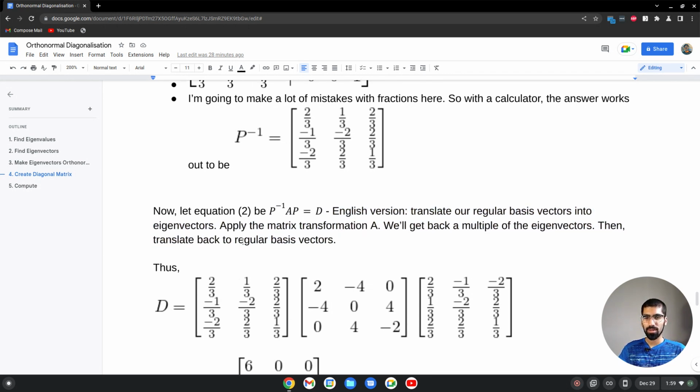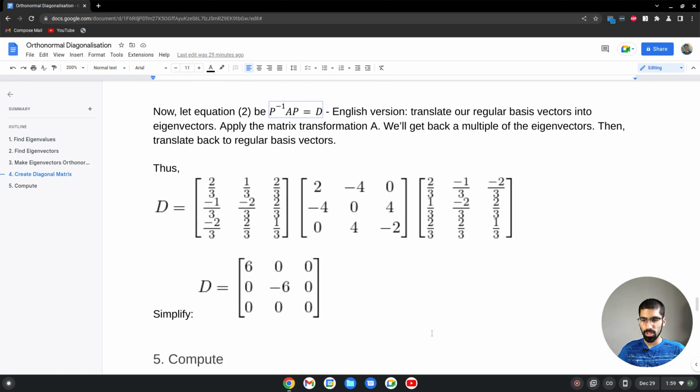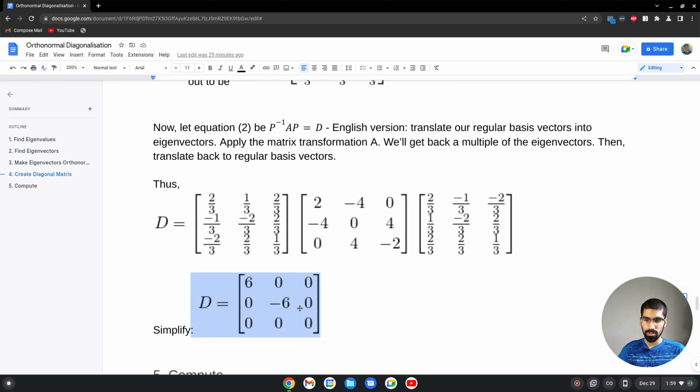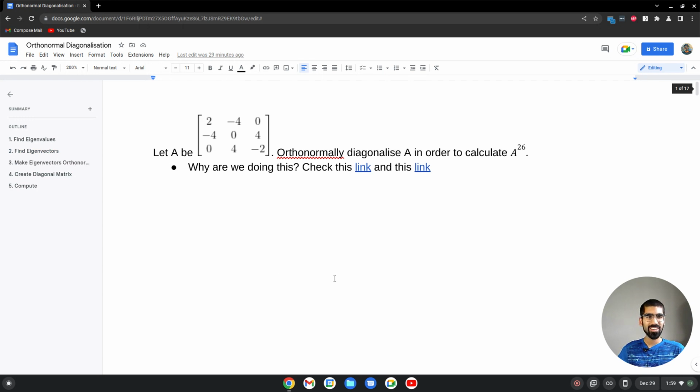Anyways, now that we understand this formula, we're going to go forward with substituting in P inverse A and P inverse AP, run that computation, and we get D, the diagonal matrix, is this thing. And so we're done part 1 of the problem, I guess.